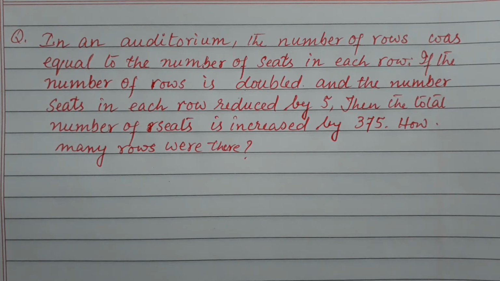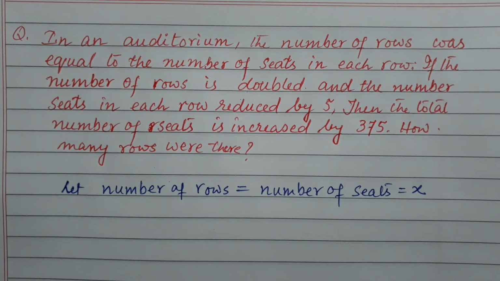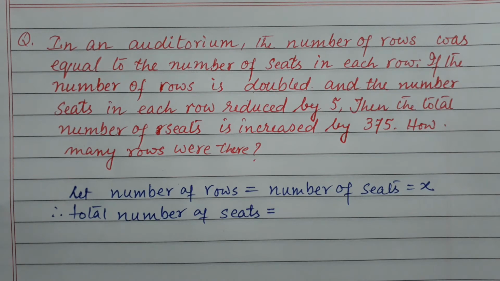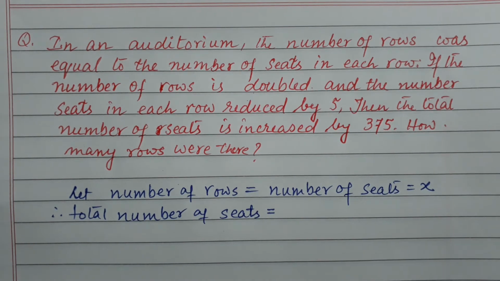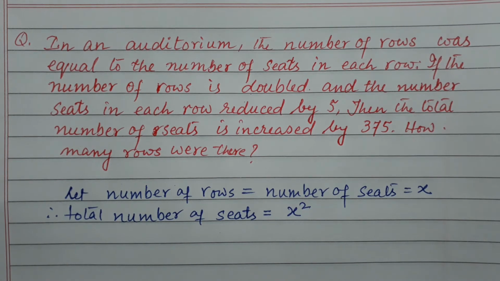Now we need to extract all the information from this question one by one. So previously it is given that the number of rows was equal to the number of seats. So first we will assume that the number of rows or the number of seats be x. Then what is the total number of seats? It has become x square. Hence the total number of seats will be x square.